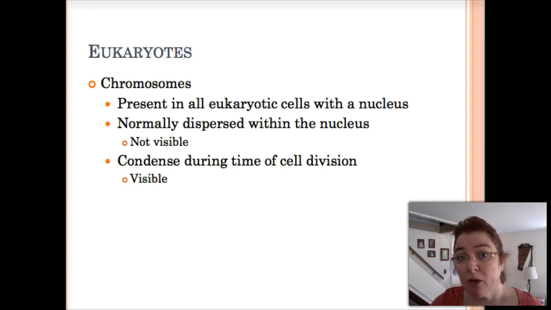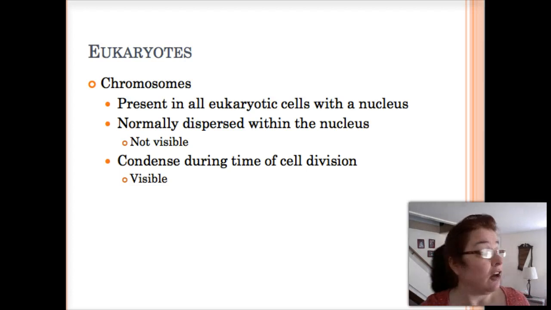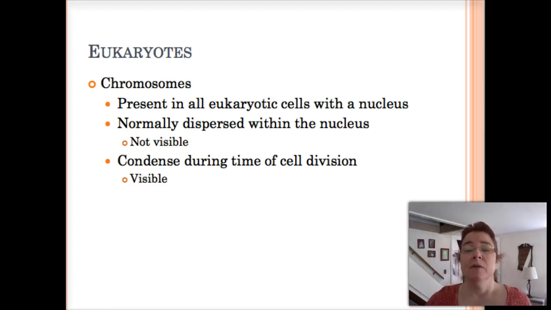So again, when we talk about the eukaryotes, multi-celled organisms that have a nucleus inside of their cells, we're talking about chromosomes that are present within a nucleus. And one of the interesting things about chromosomes is that they're normally very dispersed within that nucleus. In other words, if we were to examine a eukaryotic cell underneath a microscope, we could see that there's genetic material in there if we stained for it, but we wouldn't be able to see individual chromosomes. It would just look like a nice uniform mass of material.